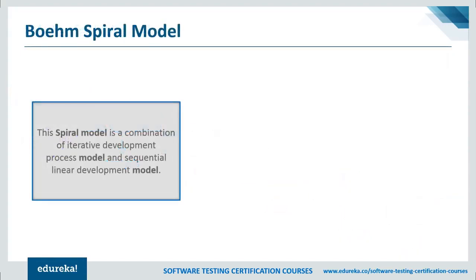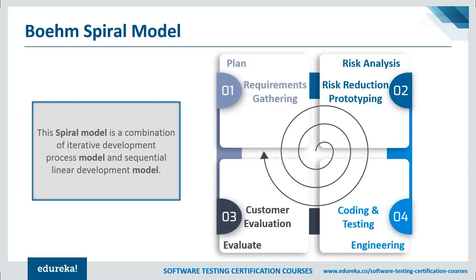Next, let's take a look at Boehm's spiral model. The spiral model works in an iterative nature. It is a combination of both the prototype development process and the linear development process, that is, your waterfall model. This model places more emphasis on risk analysis. Mostly this model is adopted for large and complicated projects where risk is very high.